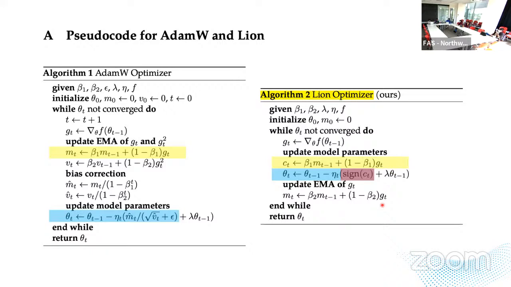Okay, so the new thing that the search found is to actually mess with the momentum? Yes.